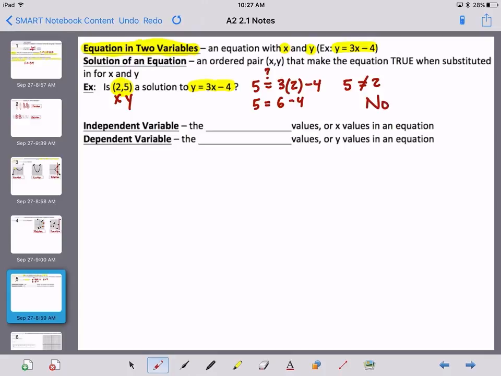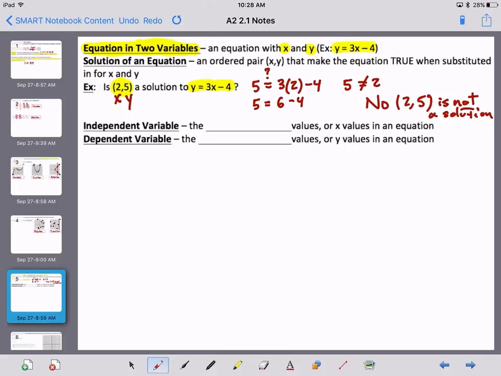So no, (2, 5) is not a solution because it made a false statement.